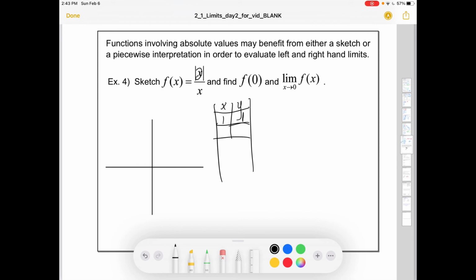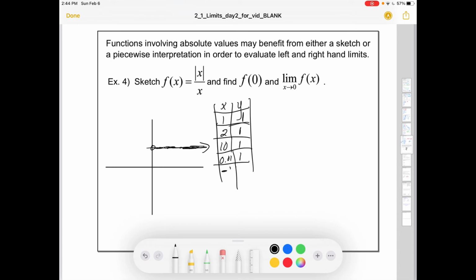If I put 2 in, I'd get absolute value of 2 over 2, which is still 1. If I put in 10, I'd get absolute value of 10 over 10. And the absolute value of 10 is just 10, so you'd still just get 1. If I put in 0.01, I'm still just going to get 1. So it looks like this graph is just, y is always 1 here. Now, I don't know what happens exactly when x is 0. The graph is not defined there.